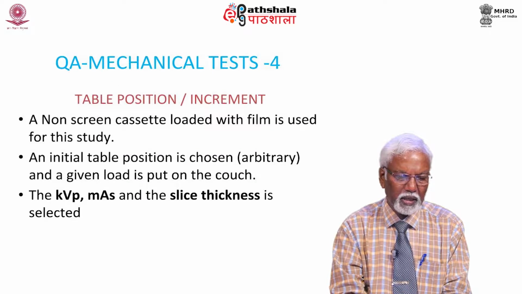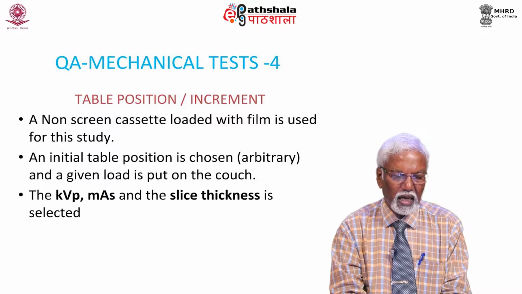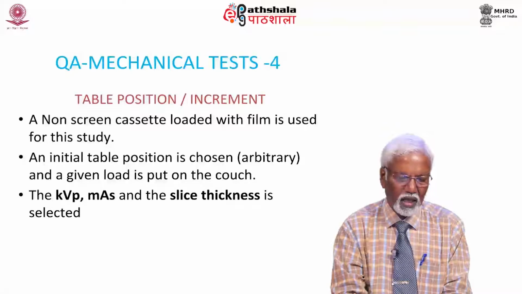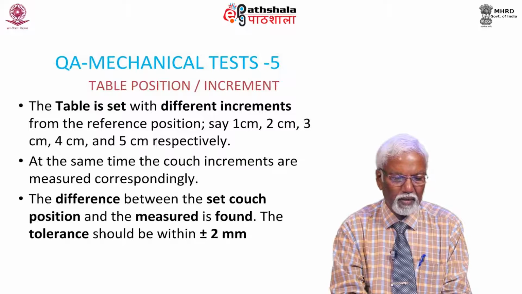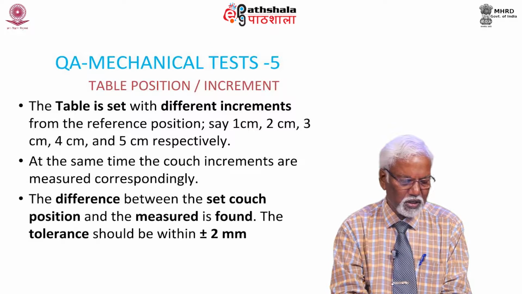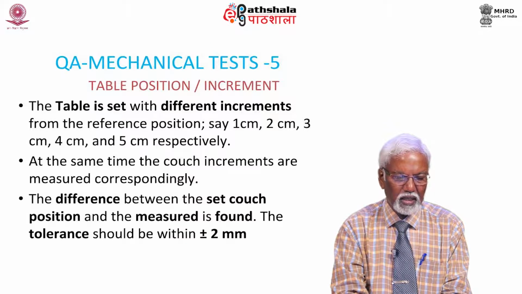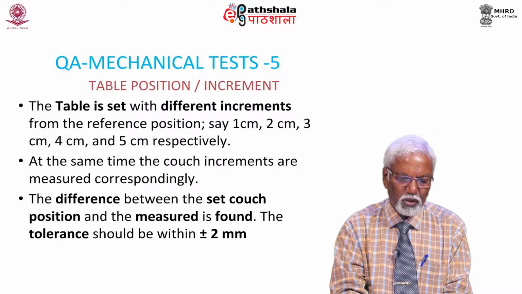Table position per increment. A non-screen cassette loaded with film is used for this. An initial table position is chosen and the given load is put on the couch. The kVp, mAs and slice thickness are selected. The table is set with different increments from the reference position, say 1 cm, 2 cm, 3 cm, 4 cm and 5 cm respectively. At the same time, the couch increments are measured correspondingly. The difference between the set couch position and the measured is found. The tolerance should be within plus or minus 2 mm.